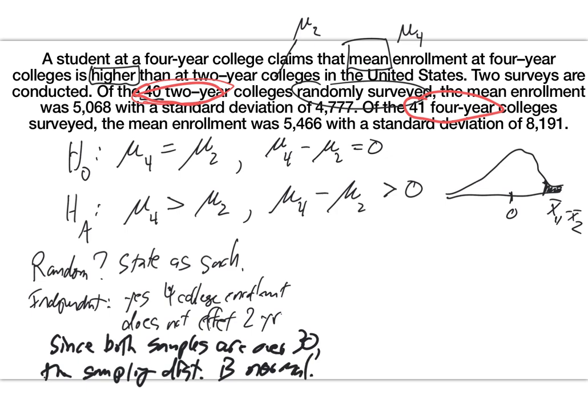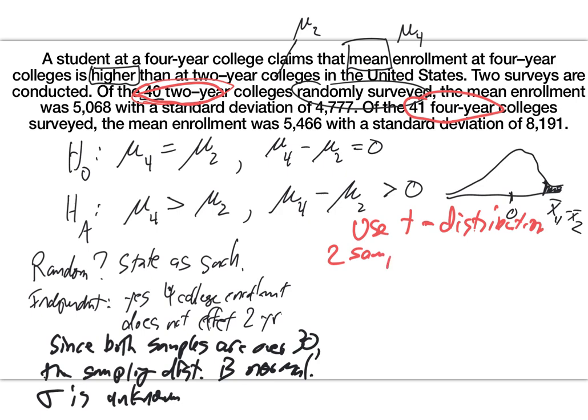And then the last condition is, do I know sigma? Do they tell me anywhere in the problem what the population standard deviation is for those two samples? It tells me the mean enrollment and the standard deviation of the sample, but that is not population. So sigma is unknown. Use T distribution or T procedure, and technically it's going to be a two sample T procedure.